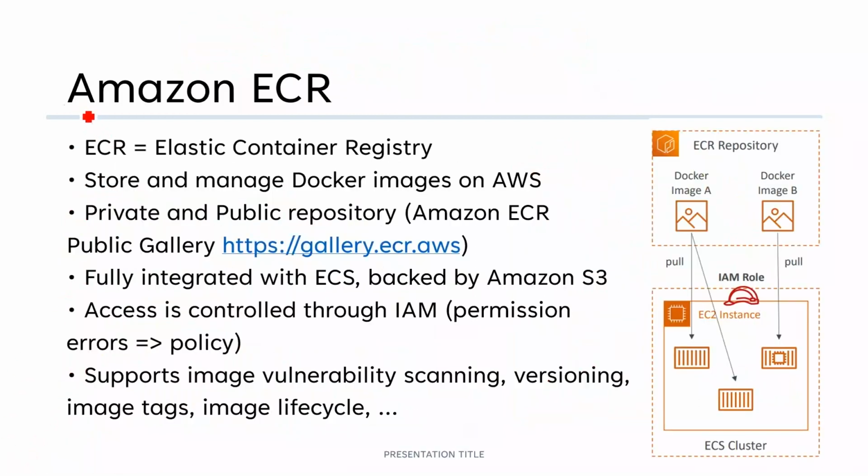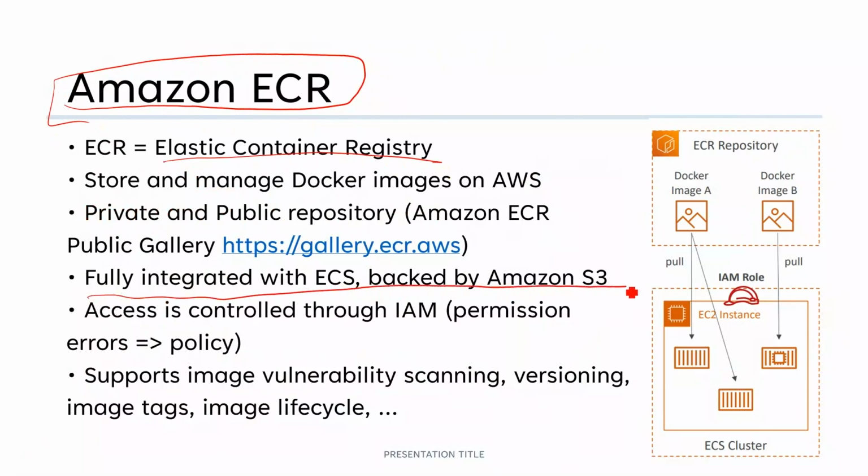Now talking about Amazon ECR, the Elastic Container Registry. It is used to store and maintain Docker images. It is fully integrated with ECS, backed by Amazon S3. So basically it means that whatever images you are storing in Amazon ECR, it is actually getting stored on S3, right? And it also supports image vulnerability scanning, versioning, image tags, and image lifecycle. So you can do a lot of stuff regarding security, scanning, vulnerability, and all those things on ECR.